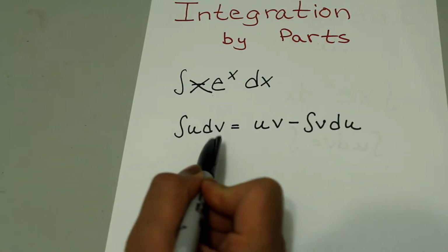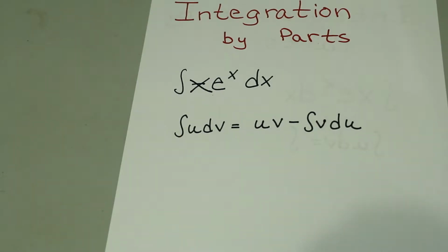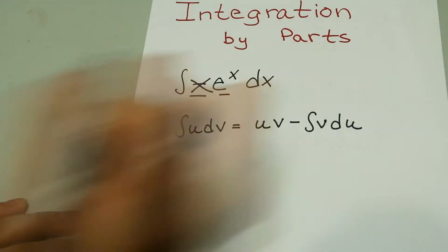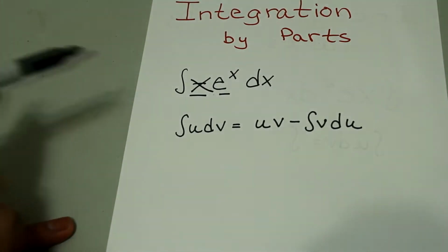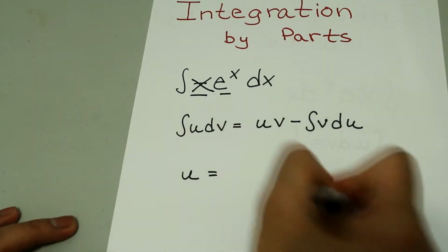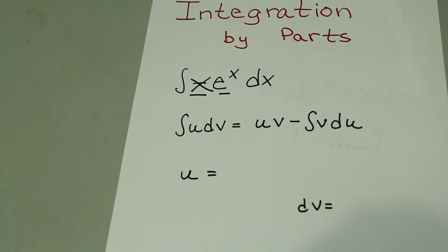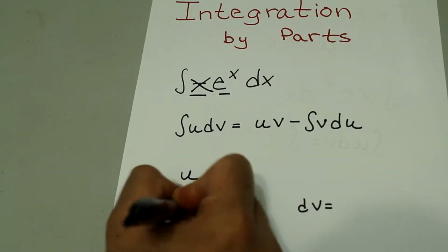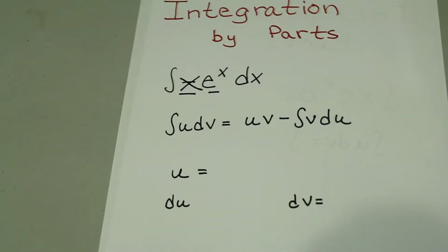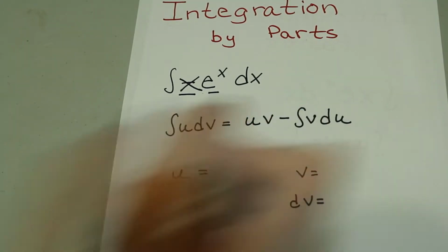Integral of u dv equals uv minus integral of v du. What this is essentially saying is you label one of these as u and you label the other one as dv. Now the one you label as u should be easy to derive since we're going to get du out of that, and the one you pick as dv should be easy to integrate because we're going to get v out of that.